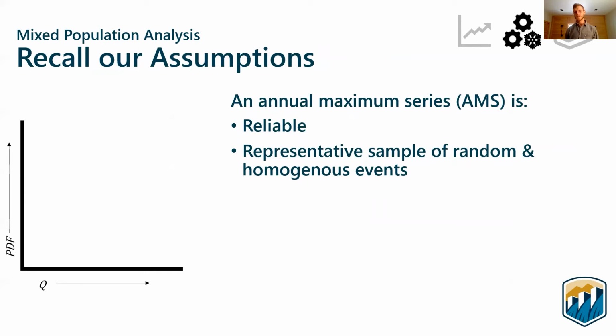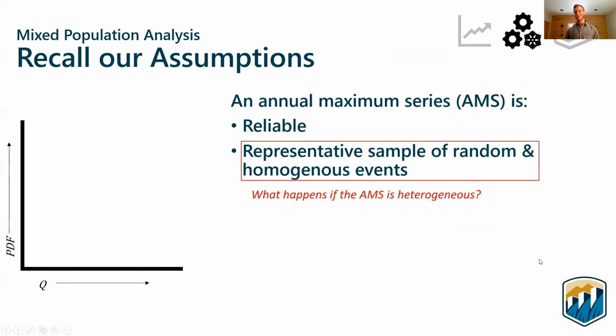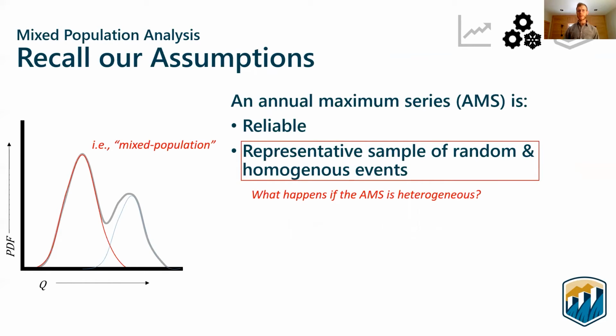Let's recall our assumptions though. An annual maximum series is reliable and represents a sample of random and homogeneous events. But what happens if the AMS isn't homogeneous? Here is an example of a probability distribution function, and you can see that it has two peaks. It's bimodal. It's a mixed population. It's actually representing two different populations.